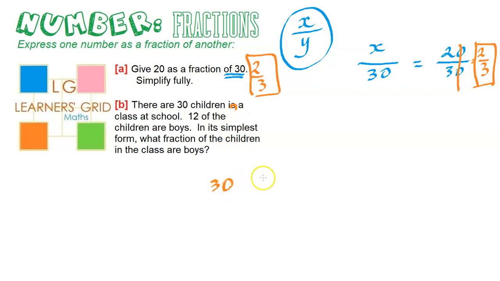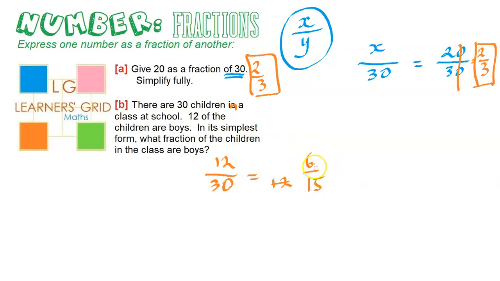12 of the children are boys. In its simplest form, what fraction of the children in the class, which is 30, are boys? Okay, so 12 goes over 30. And I can simplify that further because both are even. So if nothing else, I can halve it to make it 6 out of 15.